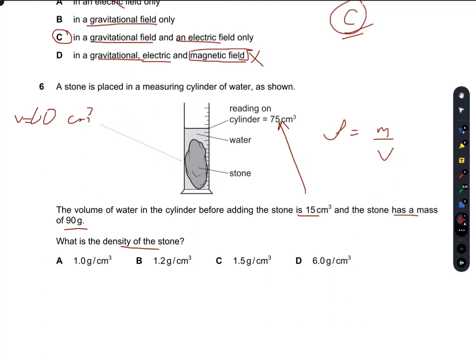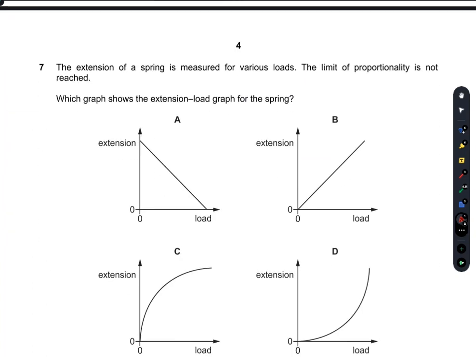So whereas the mass of this stone is 90 grams, I will divide 90 by 60, so that is 1.5 grams per centimeter cube, the density of this stone. So C is the right answer.